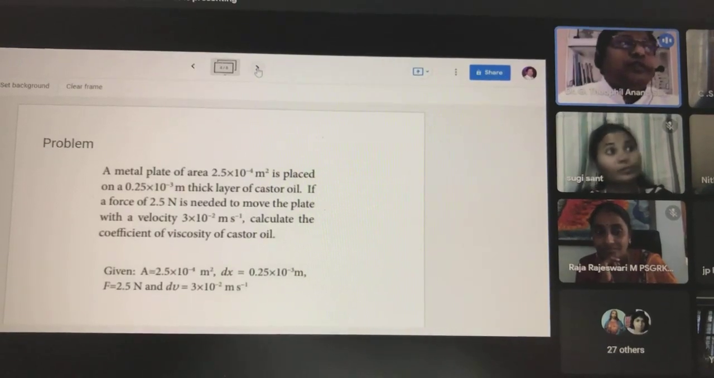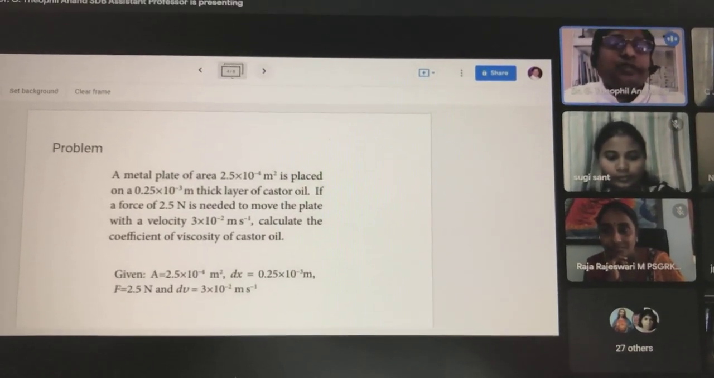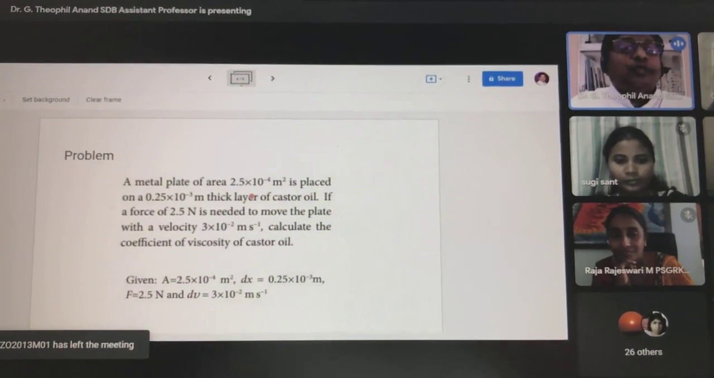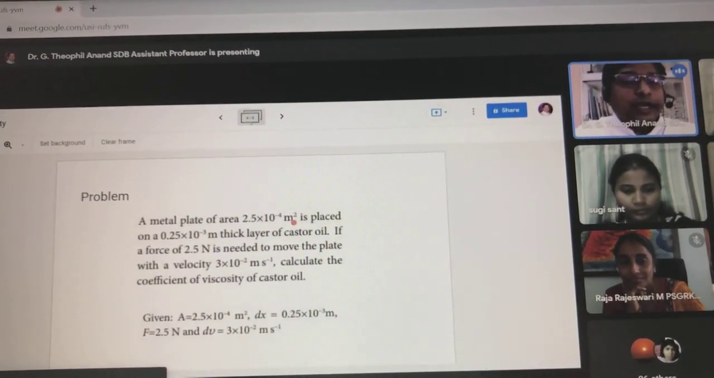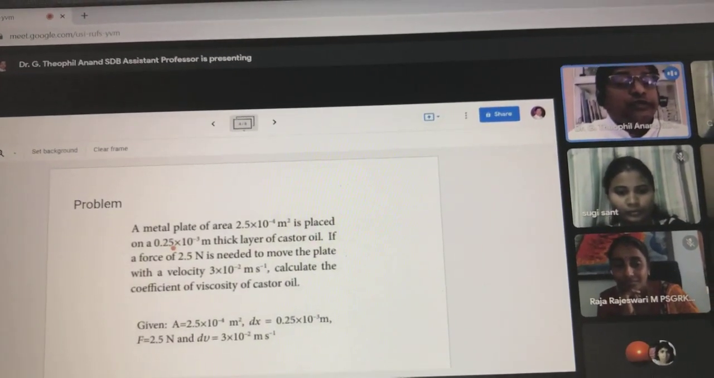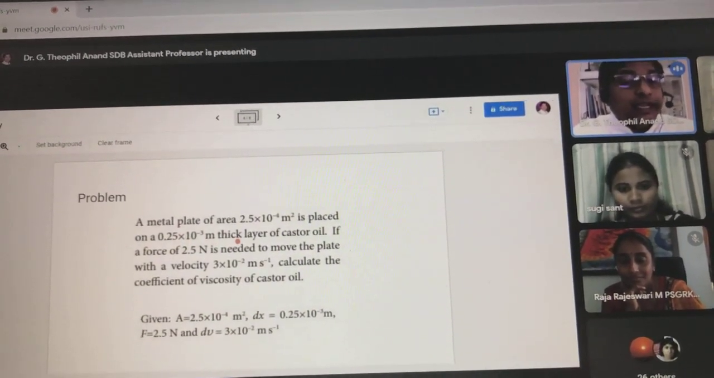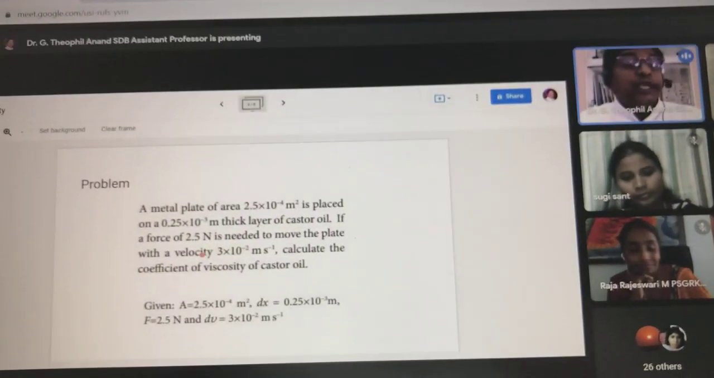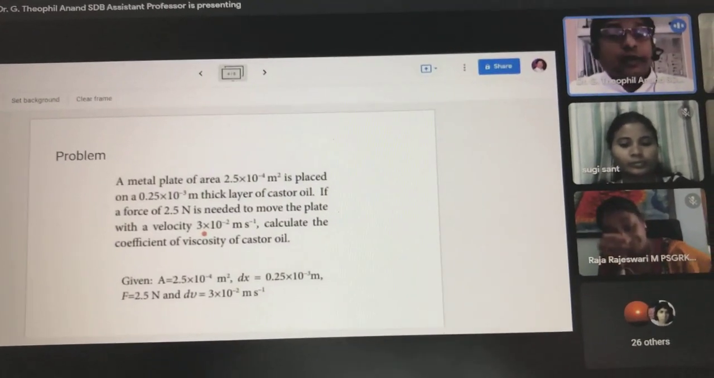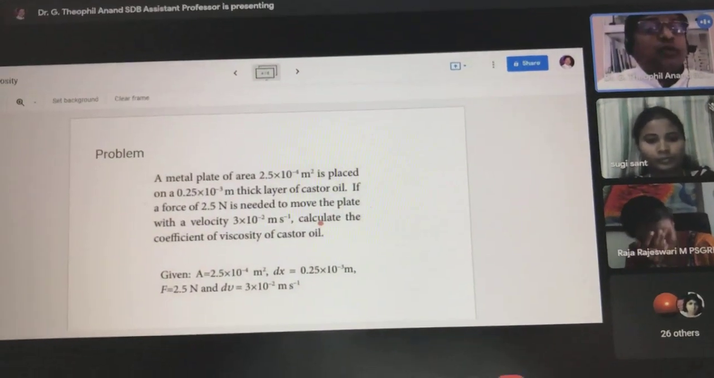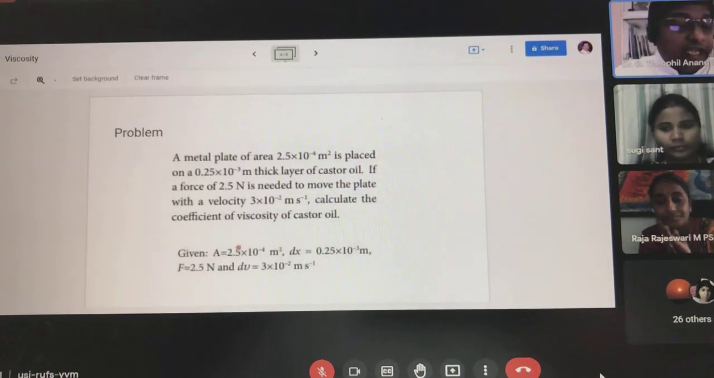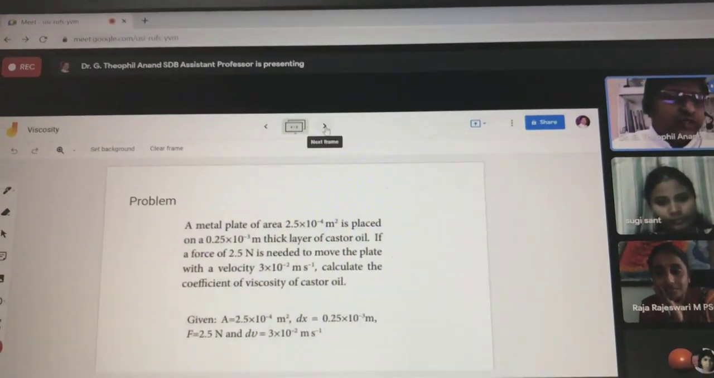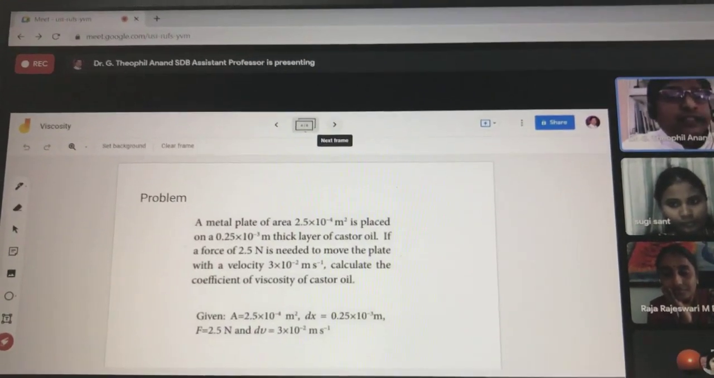Okay, my dear students, today we saw what is viscosity and what is the coefficient of viscosity. I give you a problem. A metal plate of area 2.5 × 10^-4 meter square is placed onto a 0.25 × 10^-3 meter thick layer of castor oil. If a force of 2.5 Newton is needed to move the plate with a velocity of 3 × 10^-2 meter per second, calculate the coefficient of viscosity. You know A, we know dx, we know F, we know dv. Substitute and you can find it, and let me know the answer tomorrow.